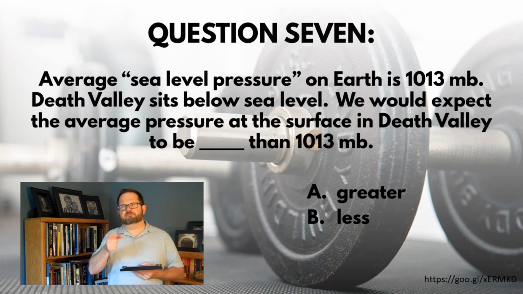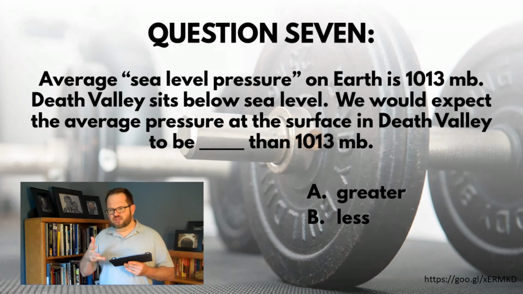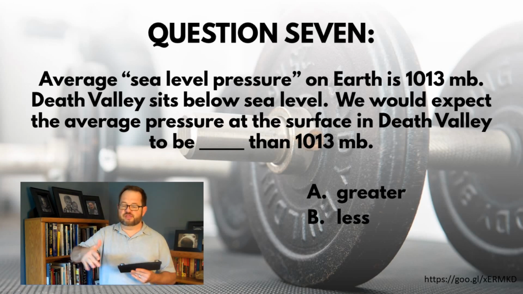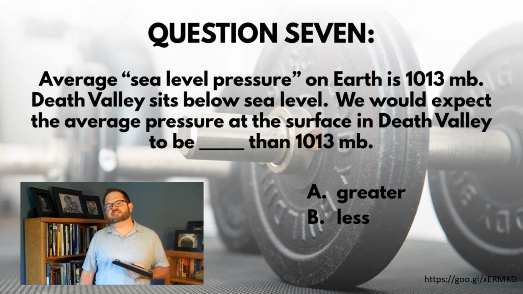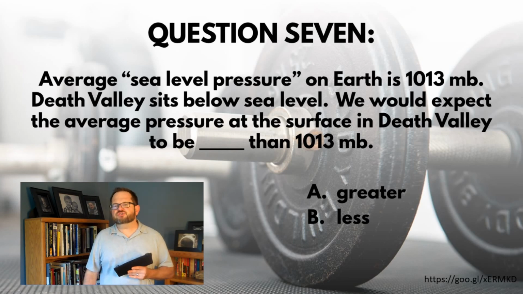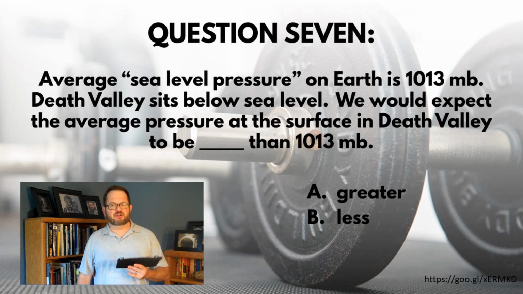So if Death Valley sits below sea level and is lower, closer to the center of the Earth than sea level is, how should its pressure be? Should it be higher or lower than 1,013 millibars? Make a choice from those two options and get a little feedback before you move on to question 8.